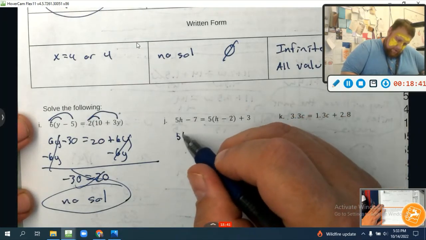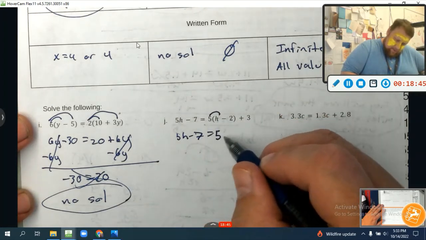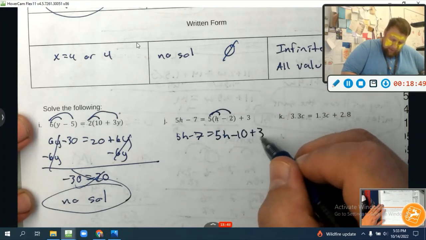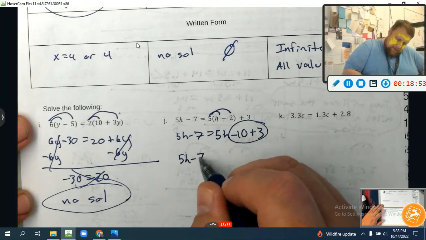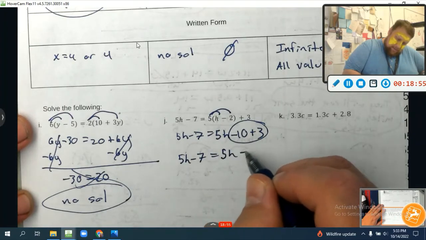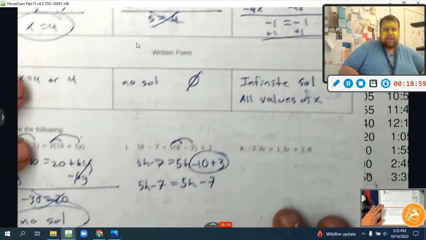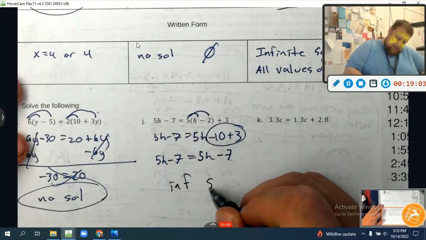Nothing to be done over here. 5h minus 7 equals 5 times h is 5h. 5 times negative 2 is minus 10 plus 3. I can combine like terms. I end up with 5h minus 7 equals 5h minus 7. Guys, don't ever go past here. I know I did it up here, but you don't need to. These are the same thing. This is infinite solutions.